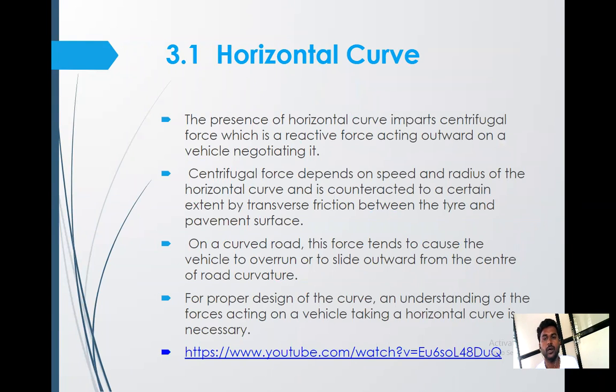In the horizontal alignment, a very important parameter is the centrifugal force. Okay, that we have to minimize, because due to the centrifugal force our vehicle has the tendency to go for overturning. So we design the horizontal curve such that our vehicle should not get overturned or should not skid in the outward direction. Okay, those are the two conditions that we have to satisfy whenever we design the horizontal curve.